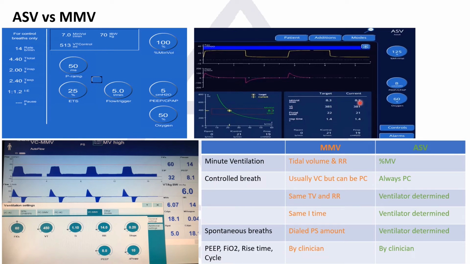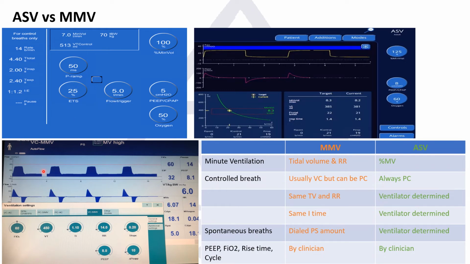target. Of course, if the patient is breathing, this might change, so they compare the current with the target, and they give you this graph here to show you that this square is like the best target for the patient. The PEEP, the FiO2, the flow trigger, the trigger in general, the inspiratory rise, here it's called P ramp, and the expiratory sensitivity for the spontaneous breathing, the clinician has to enter it.